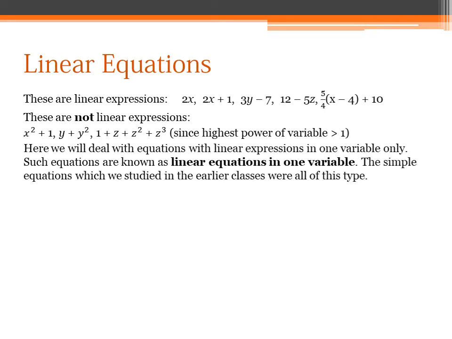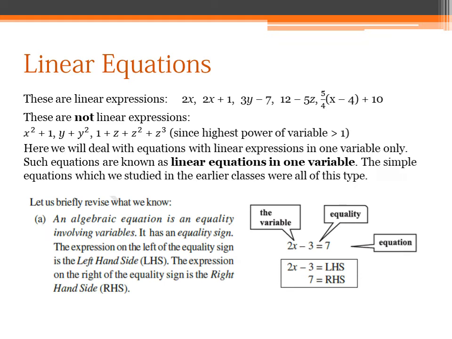Here, we will deal with equations with linear expressions in one variable only. Such equations are known as linear equations in one variable. The simple equations which you have learned in earlier classes were all of this type. Thus, we have seen that an equation is an equality involving a variable. It has an equality sign. The expression on the left of the equality sign is called LHS and the expression on the right of the equality sign is called RHS. One example is shown there.